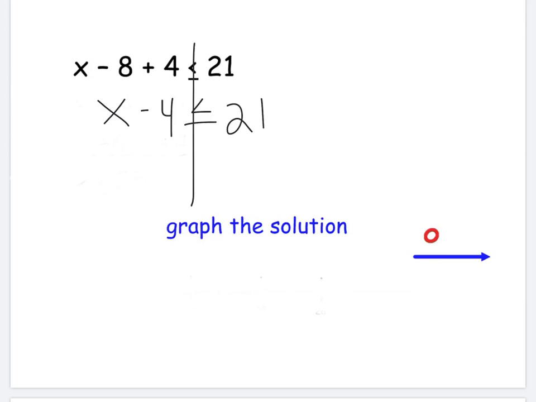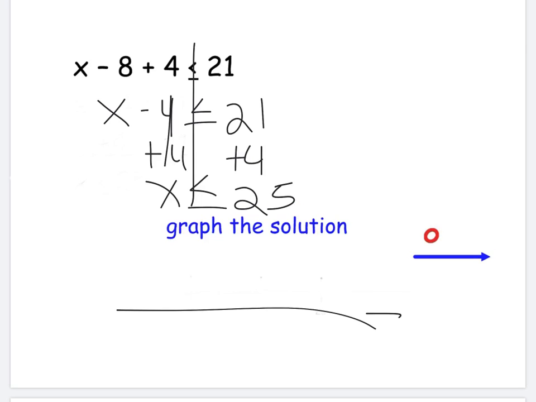Now to be able to solve this, we could add the 4 to both sides. They cancel each other out because minus 4 plus 4 is 0. I'm left with x is less than or equal to 21 plus 4, which is 25.